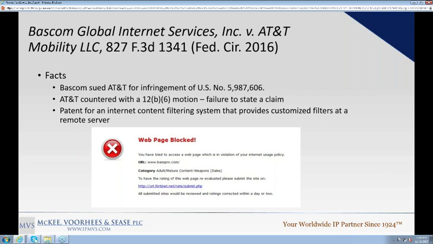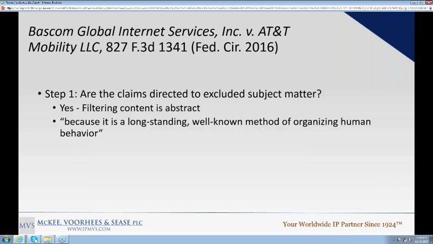And AT&T was providing this filtering as a service to some of its customers. So the Federal Circuit looked at it and said, are the claims directed to excluded subject matter? And they said yes. Just generally, the idea of filtering content is abstract. And what they said here, which I thought was interesting, is that it is a long-standing, well-known method of organizing human behavior. And so that's why it's abstract.